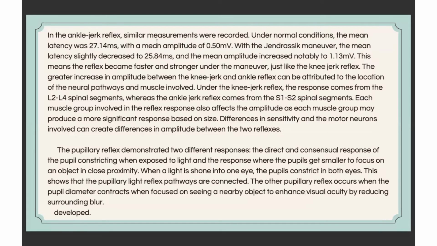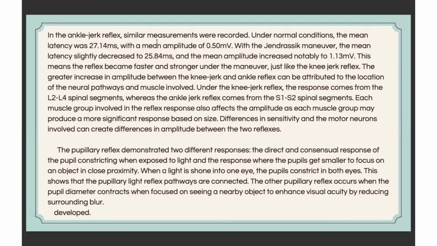For the pupillary, we saw two different responses. The first one was a direct response where we measured the reaction in pupil constriction with light. So we basically shined a light in one eye and the pupil constricted, but then the other eye had something called a consensual response, where the pupil also constricted, even though there was no light shined into it. And then we also measured distances, pupil constriction with distances.